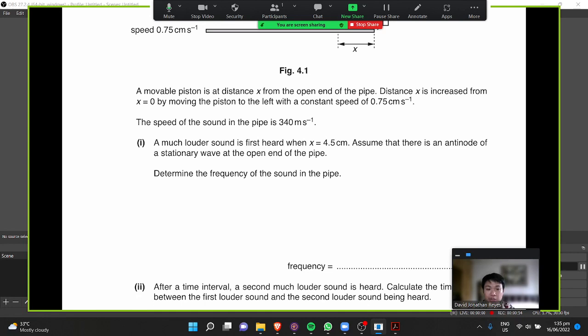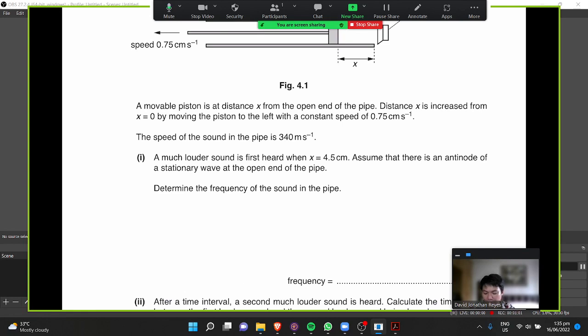Given that this is the first loud sound that you hear, most likely that is the first harmonic. And they mentioned as well that at the open end, there would be an antinode. So I would assume that this would look something like this. This is the first pattern that you'll have. Given that that's your first pattern, and given this is an open and closed end type of pipe, then we say that lambda would be 4 times the length of the first harmonic value.